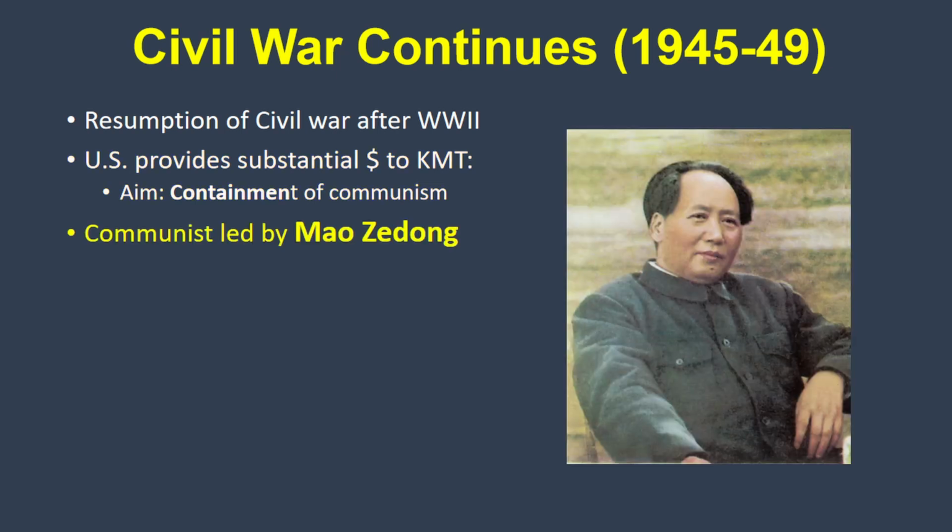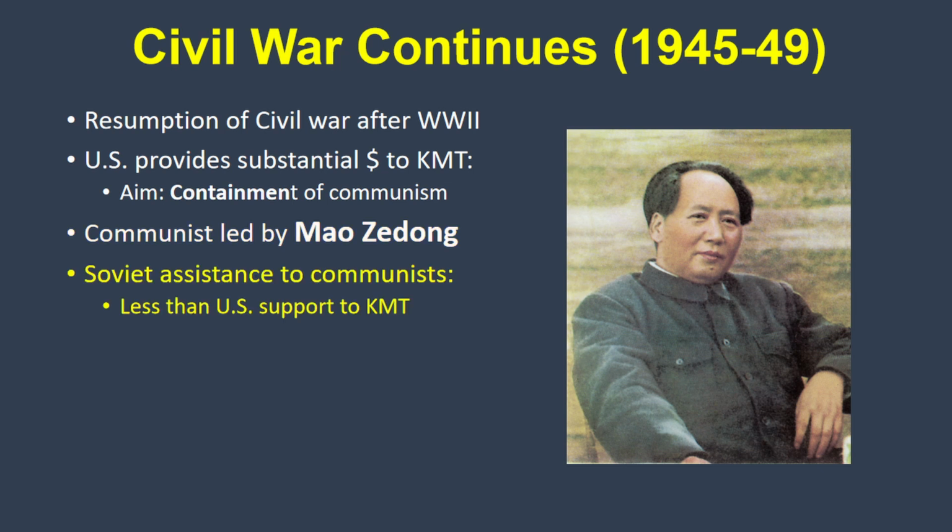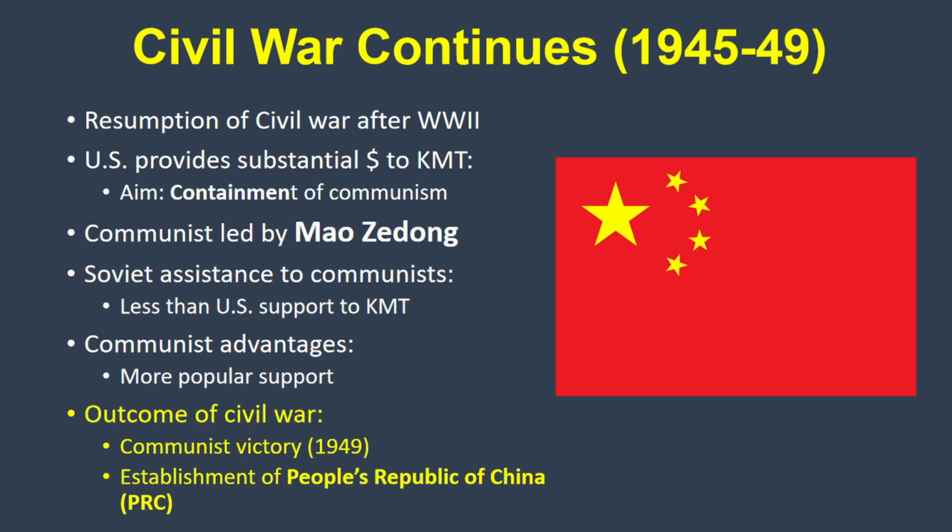The Communists, led by Mao Zedong, received assistance from the Soviet Union, although much less than what the US had provided. Despite the financial and technological advantages of the KMT military, the Communists had more popular support and won the war in 1949, establishing the People's Republic of China.